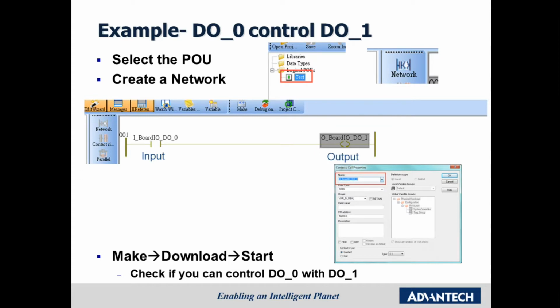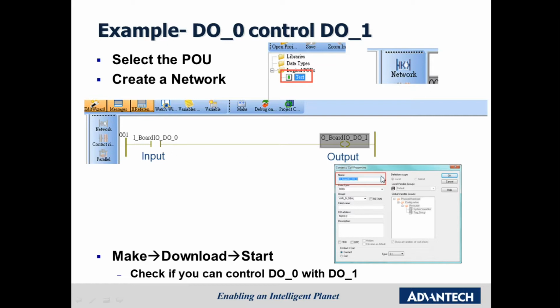And if user can do all the monitor and basic control in KW MULTIPROG Express, here we give you an example to set up a basic logic. For example, DO0 to control DO1. Now we select the POU and then create a network by clicking on this area, work area. You can select network, and with this symbol it means input, with this symbol it means output.